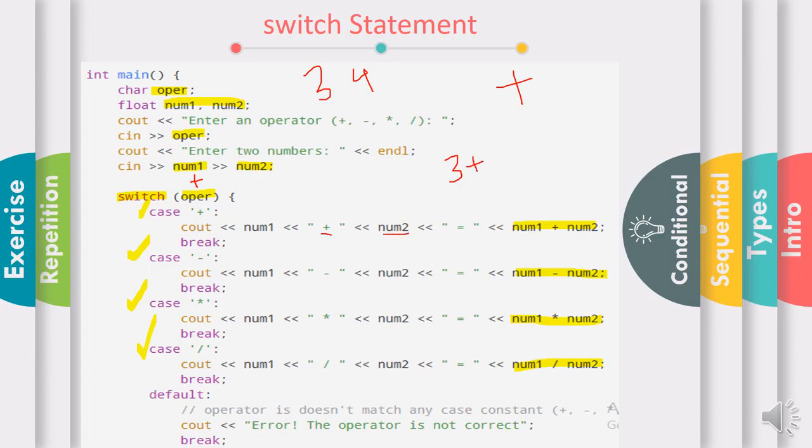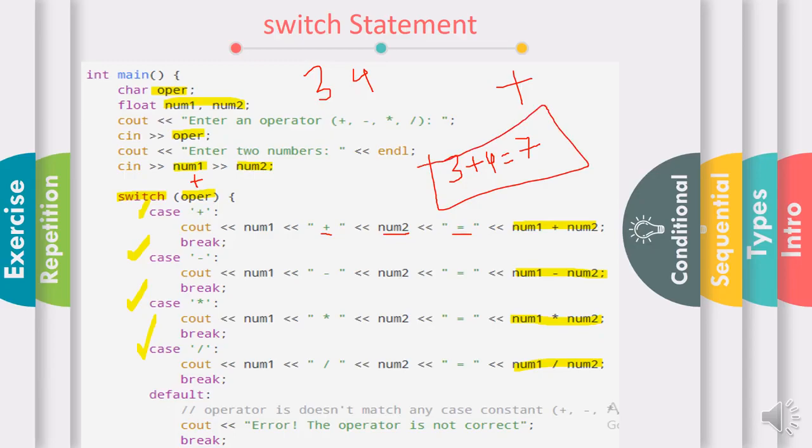Then number 2, the second number is 4, then it will print the equal sign as it is, and in the end it evaluates the instruction, number 1 plus number 2, which makes it 7. So, this will be the output of this program.